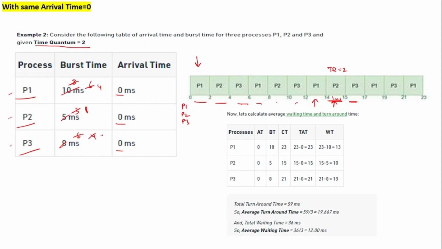Now P1 executes again for 2 milliseconds, and P2 has already finished, so P3 comes and executes for 2 milliseconds, leaving 0. Finally P1 comes and executes again for 2 milliseconds, and its remaining time is now 0. In this way each and every process gets the chance for execution. The average waiting time and turnaround time are calculated in the same way that we discussed for first come first serve and SJF.